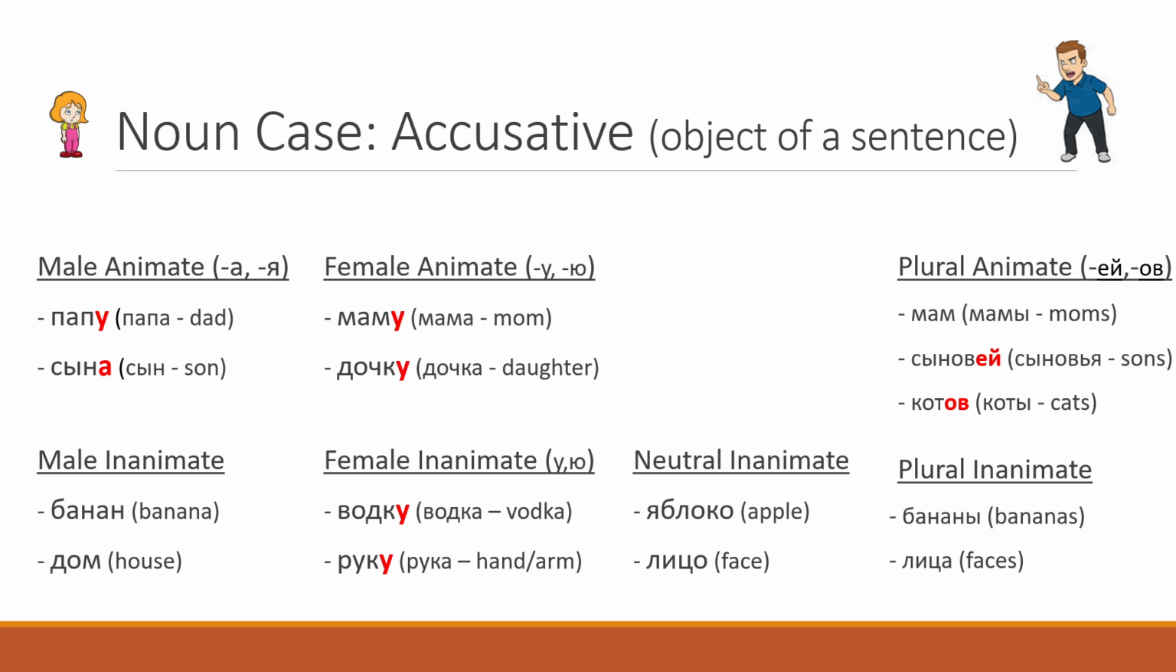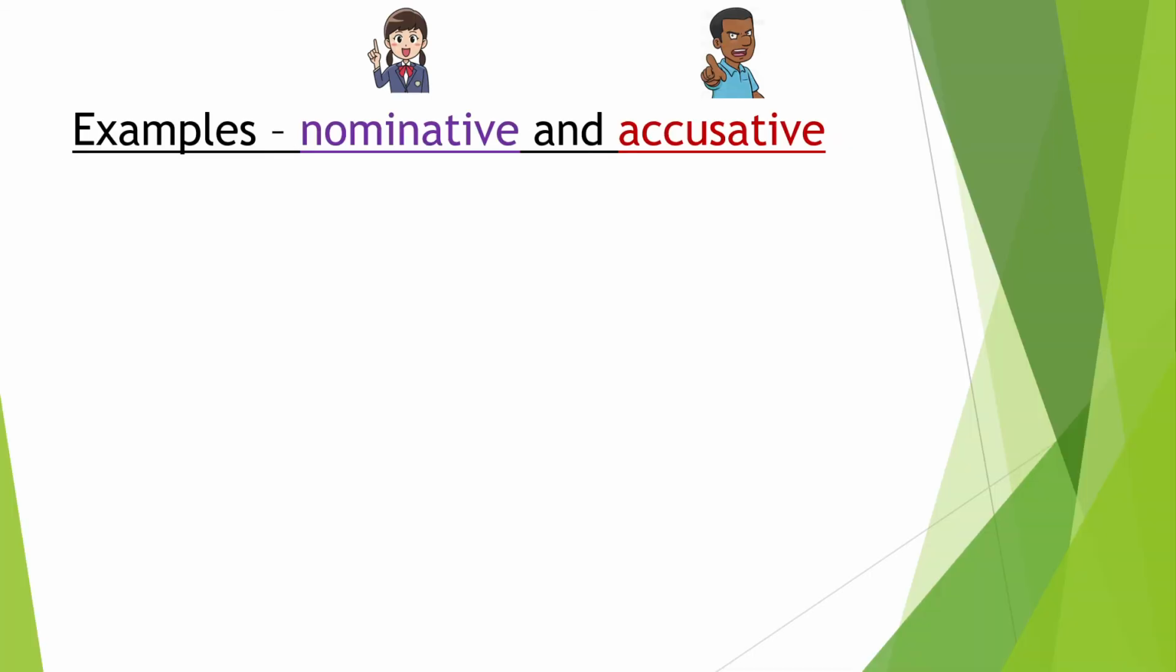So overall, inanimate objects don't change unless they're female. All female objects, whether they're animate or inanimate, will usually get an u at the end, but sometimes a yu. Male animate objects will be treated as female if they end in a. Otherwise, they're going to get an a or ya ending. And then for plural and animate, there are three options: truncation, or ey, or ov. Okay? So let's look at some examples of the nominative and accusative cases.